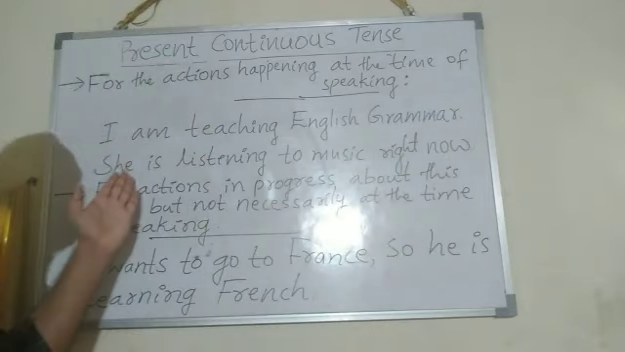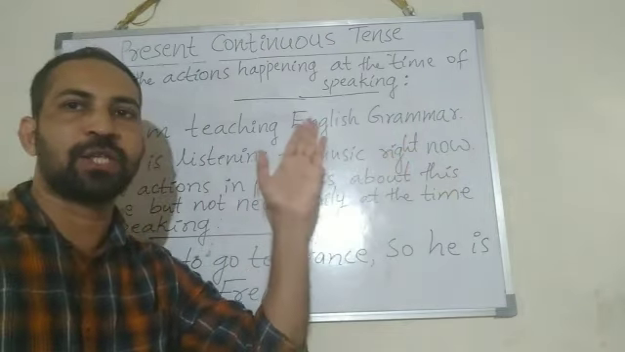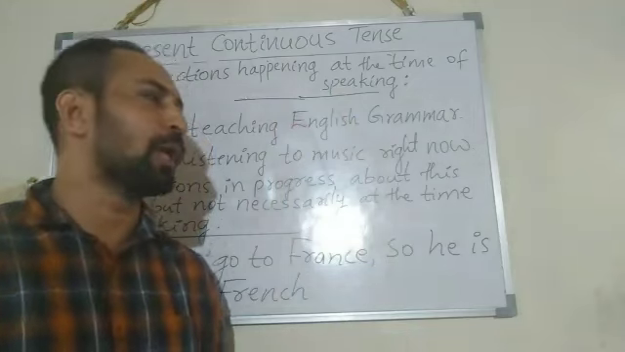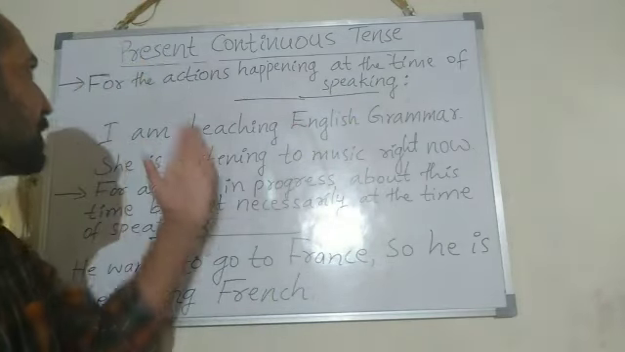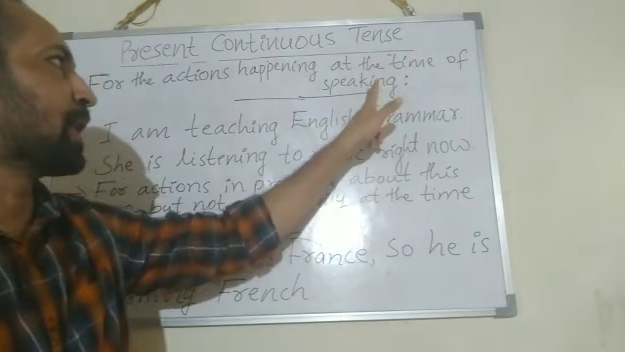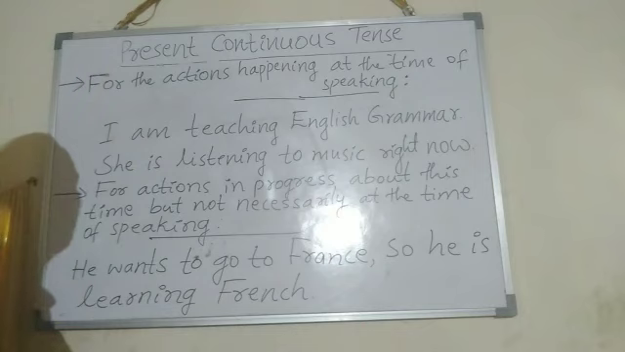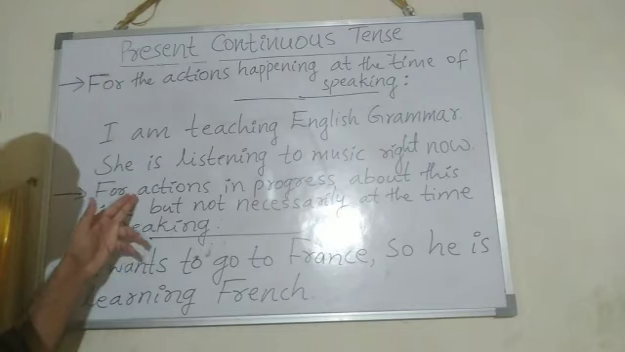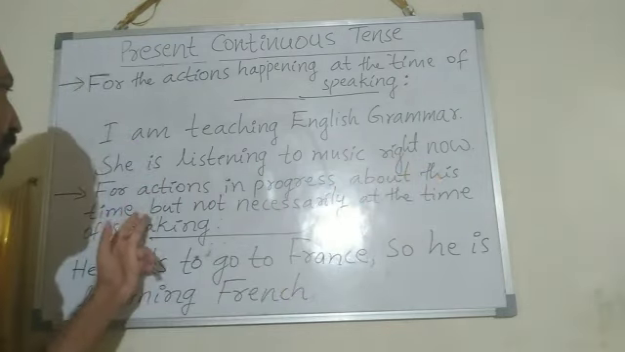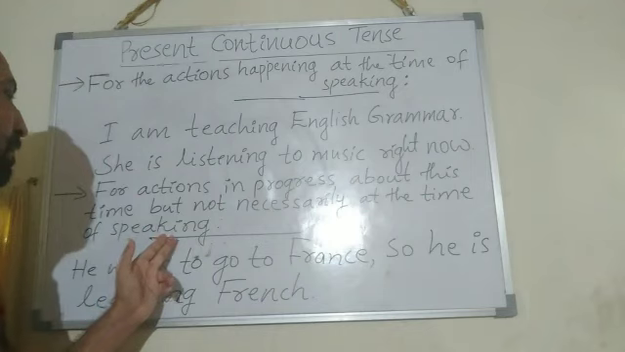One more example. She is listening to music right now. If the action is happening right now, at the real present, you can use present continuous tense for actions happening at the time of speaking. And for this purpose also, for actions in progress about this time but not necessarily at the time of speaking.